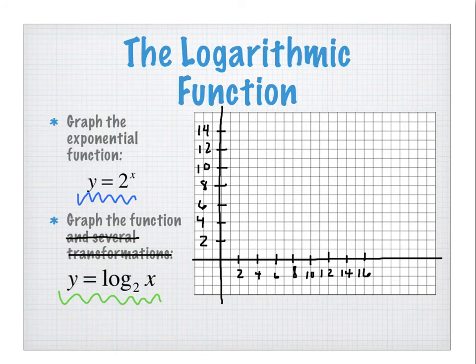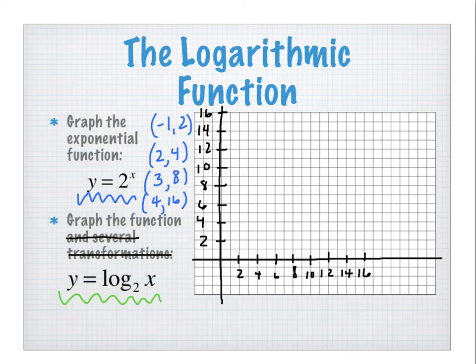So for example, we've done this before, if I put in a negative 1 for x, I'm going to get a 1/2 for y, so there's one ordered pair we can use. If I put in a 2 for x, I'm going to get a 4 for y. If I put in a 3 for x, I'm going to get an 8 for y. And if I put a 4 in, I'm going to get a 16. All right, so let's graph those points.